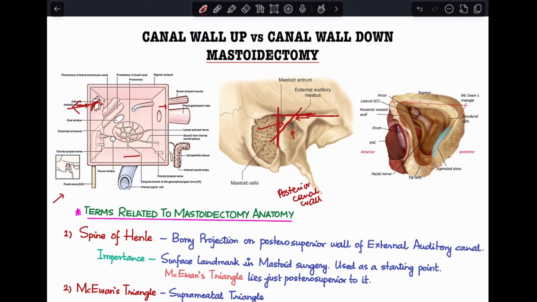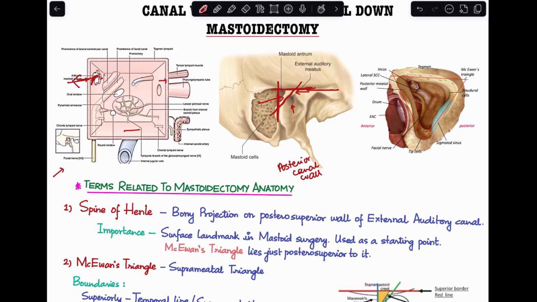Next is the facial ridge. Now, facial ridge is this part of posterior bony canal wall which overlies the facial bony canal in the posterior wall. So here you can see that this is the facial bony canal which is passing in the posterior wall of the middle ear. So here, this portion exactly is where we have the facial ridge. So when you're performing mastoidectomy, what we do is we basically lower this facial ridge.